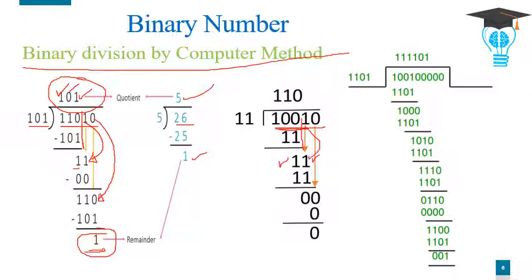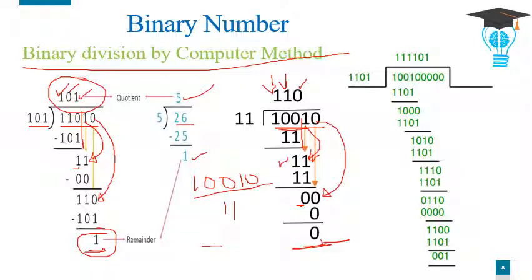and the next bit I have taken here. So initially it goes once, next again it goes once, but still I have one more bit to bring down. This is 0, and 11 will not go, so the final remainder is 0. So 10010 divided by 11, the answer is 110 with no remainder. So this will be your answer.